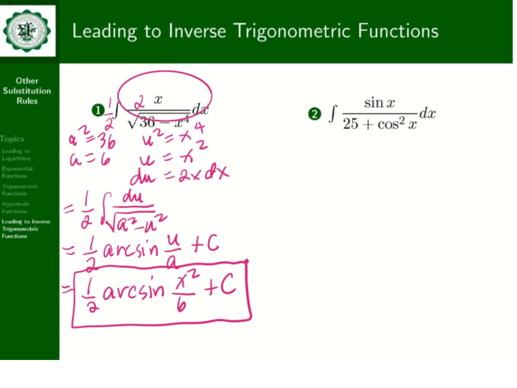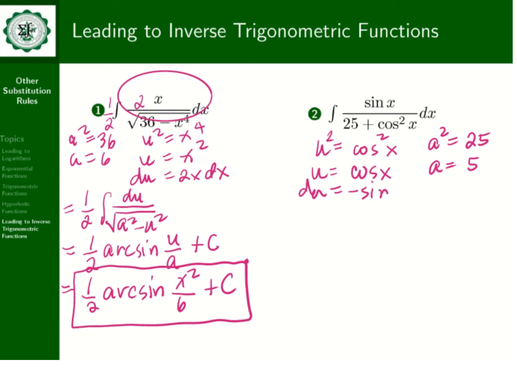For our next example, we have the integral of sine x dx over 25 plus cosine squared x. We let u squared be cosine squared x. Therefore, u is cosine of x. And then a squared is 25. So therefore, a is 5. Now we also get du, and this is negative sine x dx. So we have to multiply our given by -1, and then we also put -1 outside.